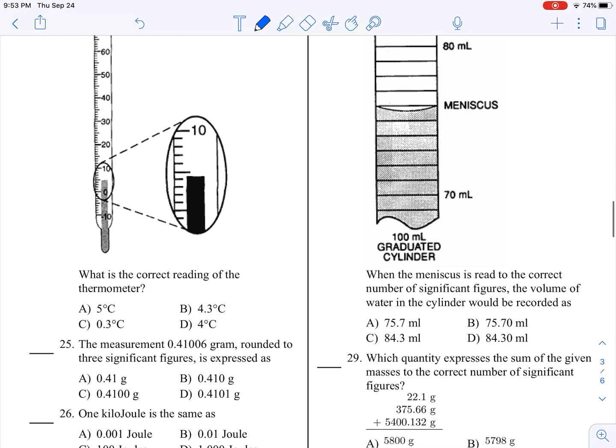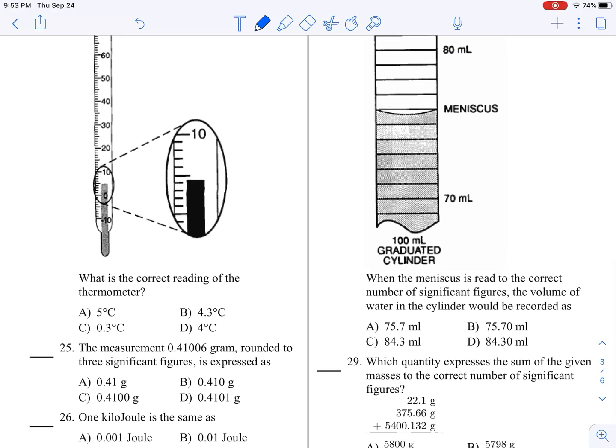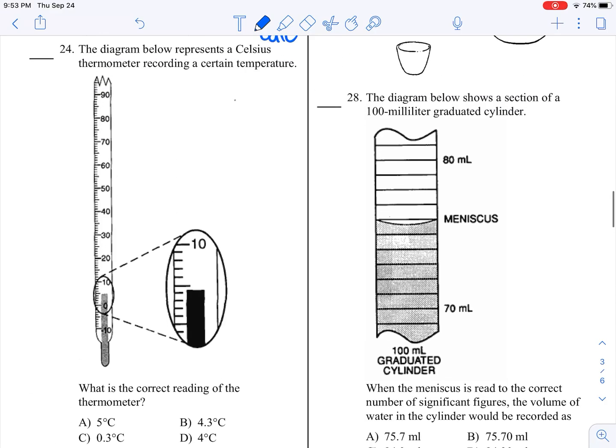Read the thermometer. Looks like the scale is going up by 1 whole degree. So we can go 1 beyond, which is to the 10th. So it looks like 4.3 is our choice. Choice B.